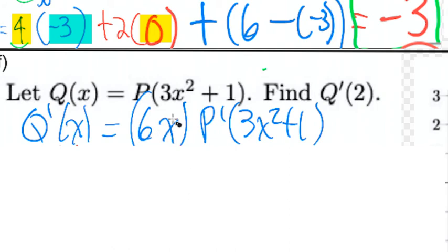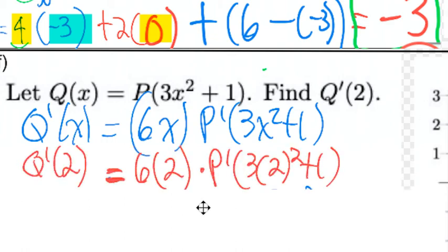So let's do the inside derivative. What's the inside derivative? 6x squared. Or 6x rather. It's right there. What's the outside derivative? It's just p prime at 3x squared plus 1. So next I need to start simplifying. What's x? x is 2. 6 times 2 is 12. Then I have to replace this x right here with 2. 2 squared is 4, times 3 is 12, plus 1 is 13.